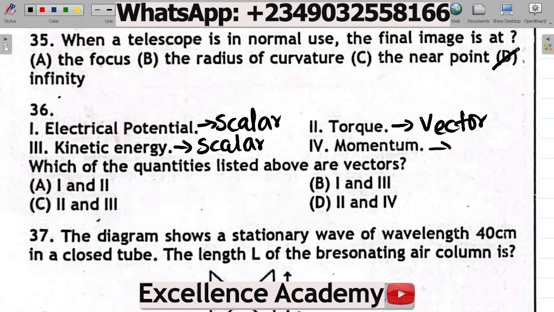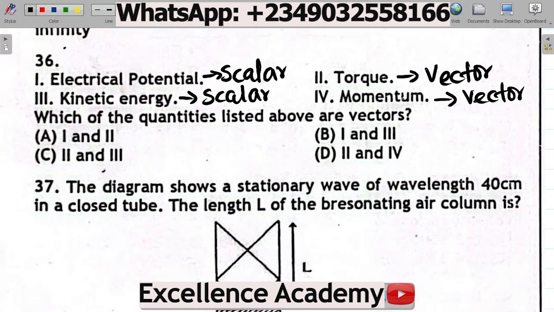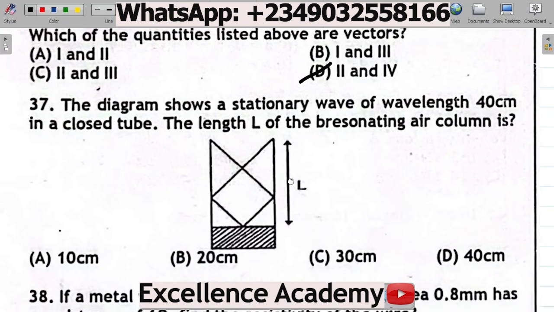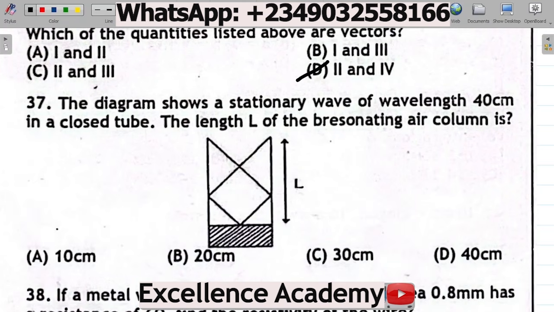And then momentum. Momentum is a vector quantity. So if you're being asked which of these is a vector, II and IV are the vectors. That's torque and momentum. Hence the correct answer here is D, II and IV. That's the correct answer. Okay. Next up, let's get the next thing there.